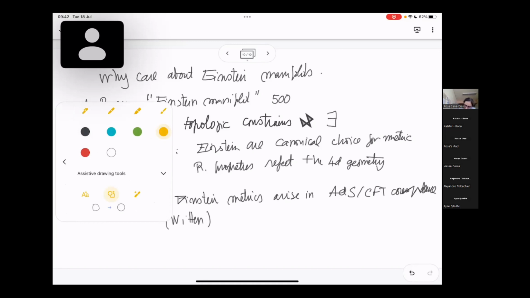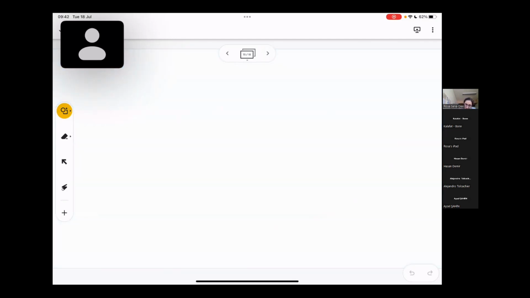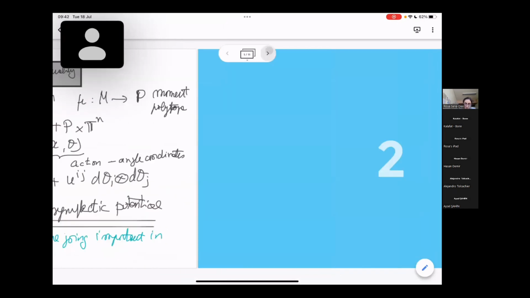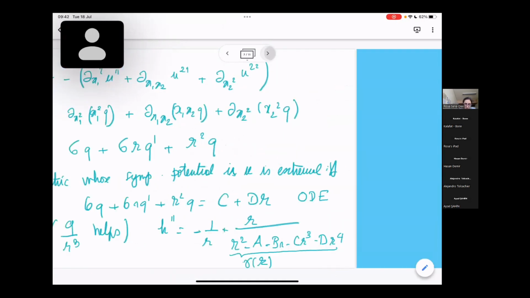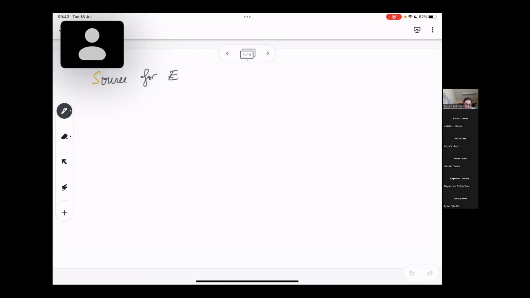Okay, so these are reasons to care. One of the most important sources we have for Einstein metrics these days is Kähler geometry. Most of the metrics we know explicitly, or with which we are familiar in some way, are Kähler. So the greatest source for Einstein metrics is Kähler geometry.